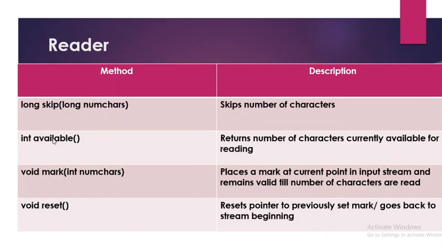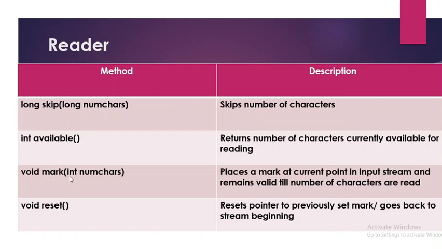Int available. This method is used to return the number of characters currently available for reading. So whatever stream you are using, whatever source you are using to read data, in that source, the number of characters available, that is the size or length you can say, you will get by using this available method. It will count the number of characters available in that stream and that value will be returned.